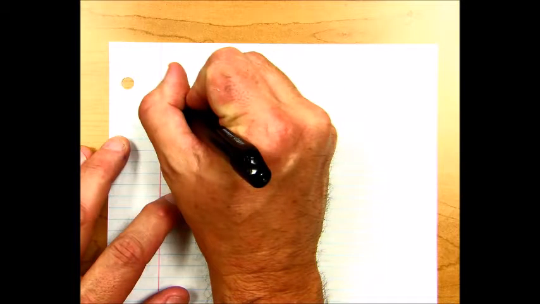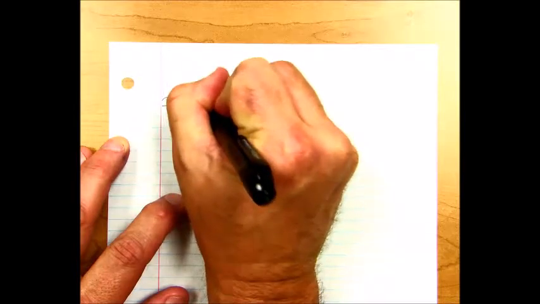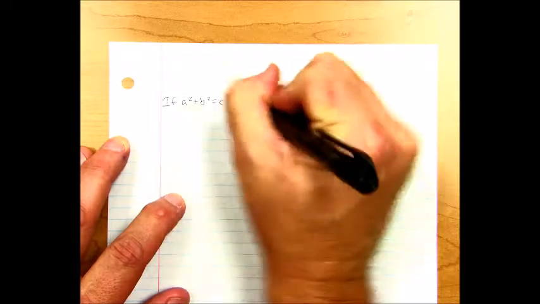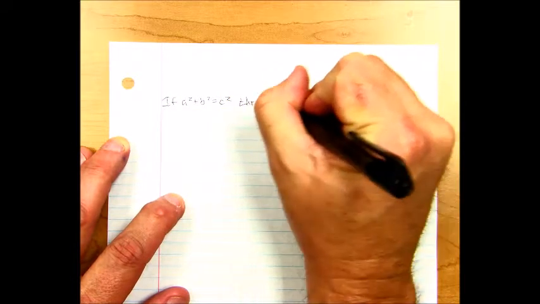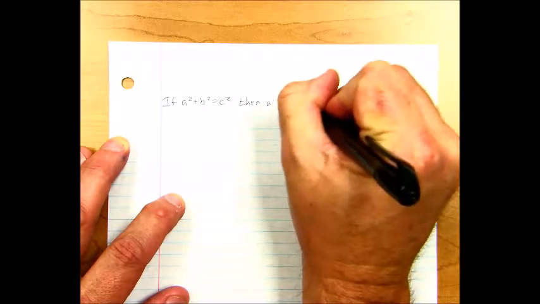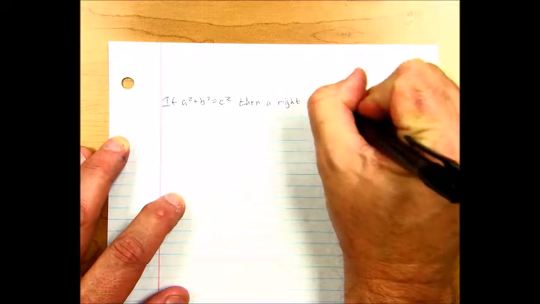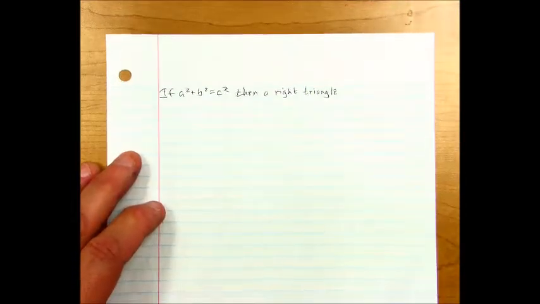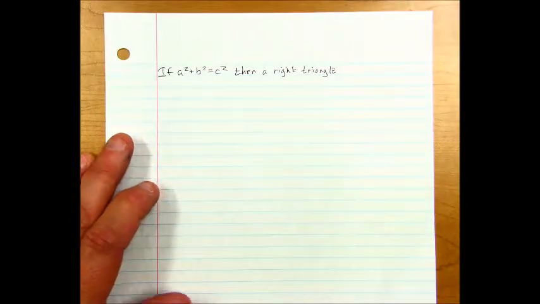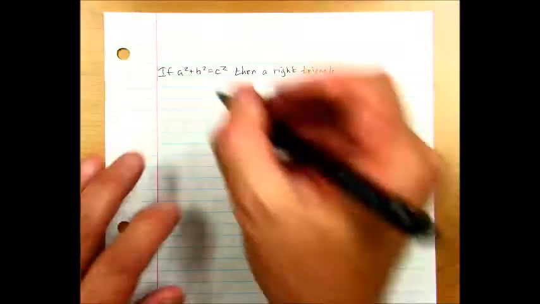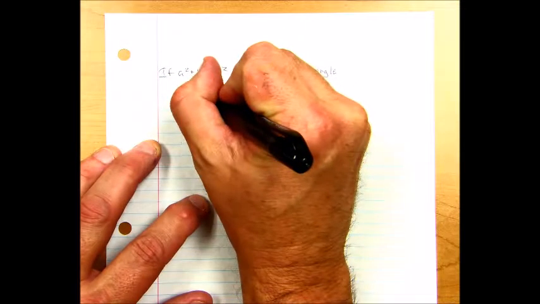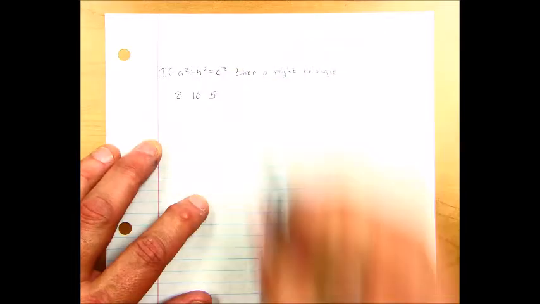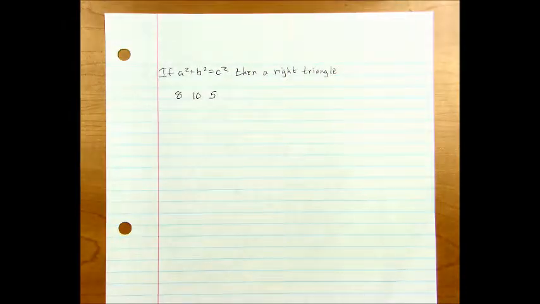All right, so the converse of the Pythagorean theorem says if a squared plus b squared equals c squared, then it's a right triangle. So I'm going to give you some sides here. Let's choose 8, 10, 5 as sides of a triangle. Is it a right triangle?